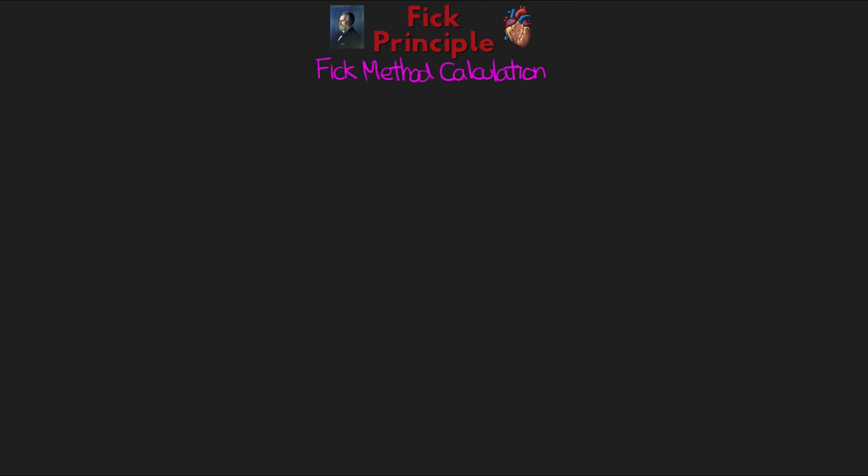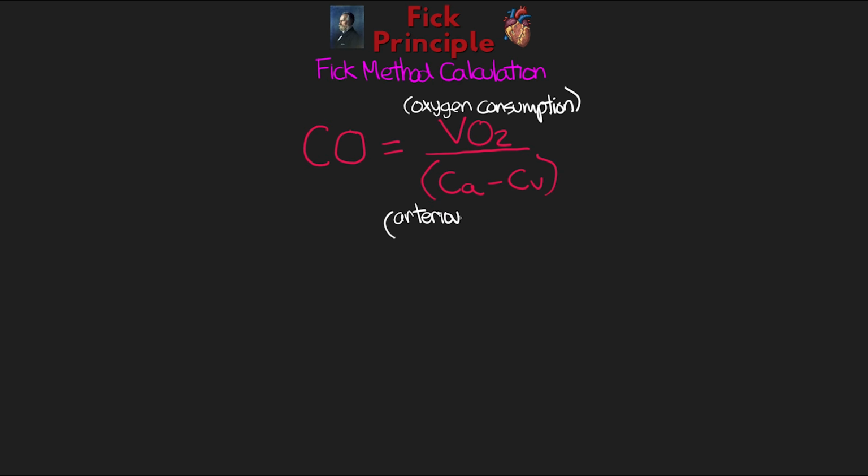And that calculation is going to be cardiac output is equal to VO2 divided by our Ca minus Cv. So again, we know our VO2 is going to be our patient's oxygen consumption. And then our Ca is just shorthand for the concentration of arterial oxygen, and Cv is the concentration of venous oxygen. And then the Ca minus Cv is something that we know as the arteriovenous oxygen content difference.